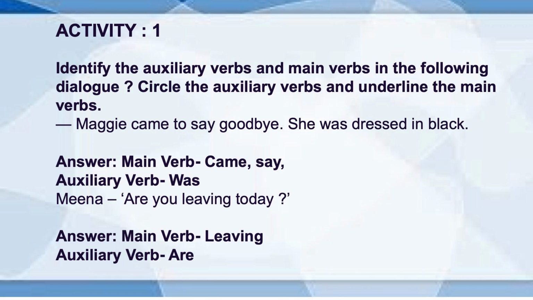Similarly, let us go to the next sentence. Meena, are you leaving today? So, in this sentence children, what will be the main verb? The main verb will be leaving. And what will the auxiliary verb be? The auxiliary verb will be are, A-R-E. Main verb is leaving and auxiliary verb is are.